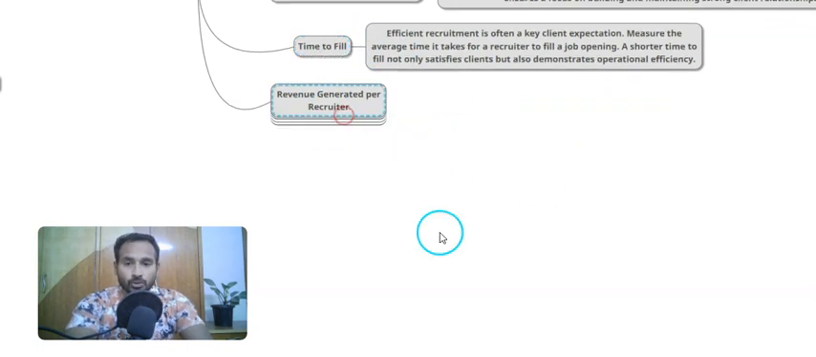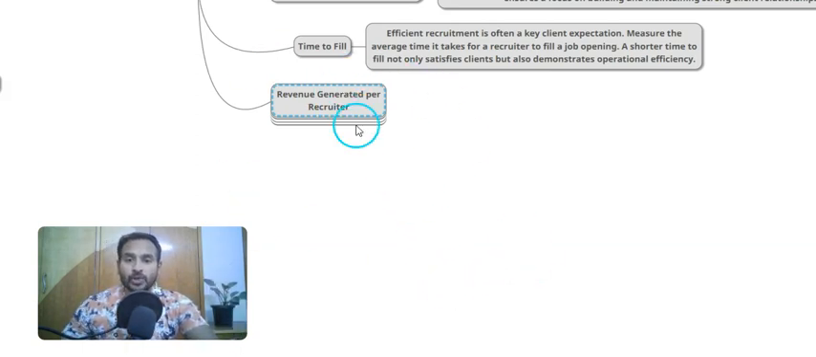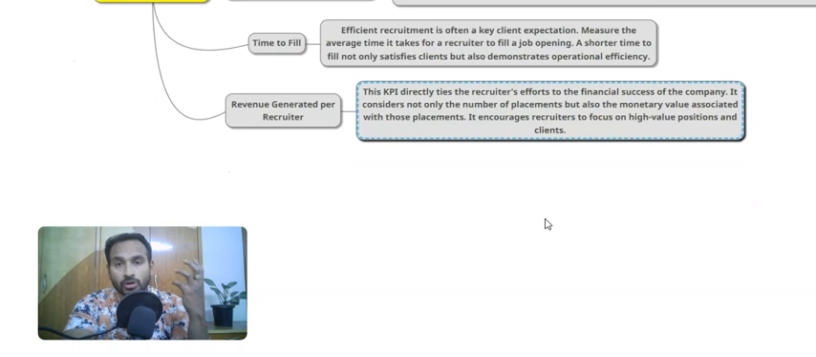Okay, the next one is revenue generated per recruiter. This can be a KPI and you can attach incentives to this and monitor it. With this, what happens? This KPI directly ties the recruiter's efforts to the financial success of the company as well. It considers not only the number of placements but also the monetary value associated with those placements, right? So it encourages recruiters to focus on high-value positions and clients. So if it is tough, they don't go for the low-hanging fruit. They'll go for the fruit that can give them more and more taste.